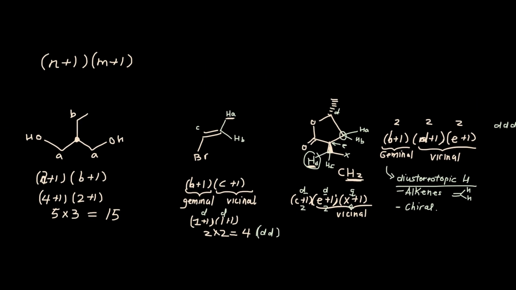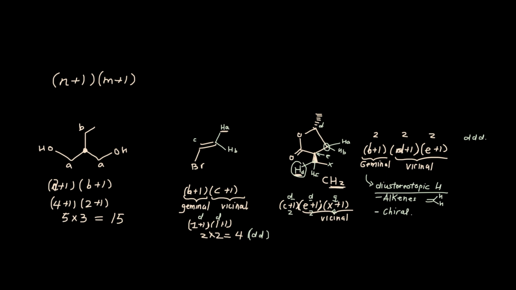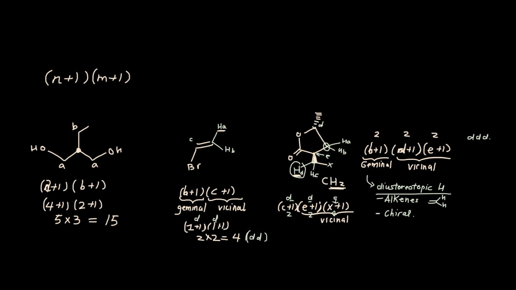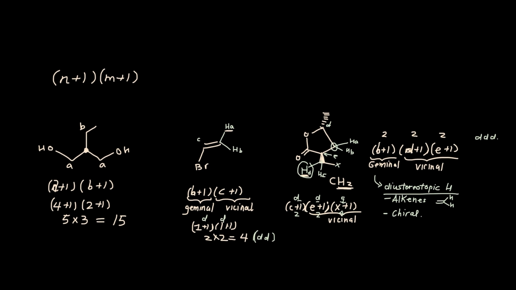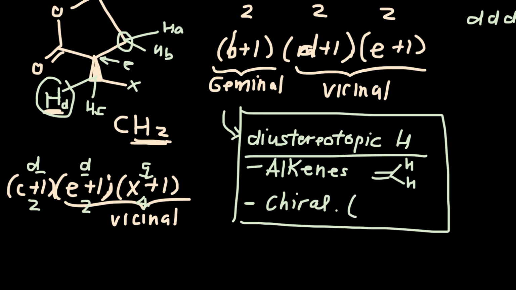I hope this video cleared up any confusion you may have had regarding when to use vicinal, geminal, complex, or just regular splitting patterns. Biggest takeaways here: use geminal coupling when you have diastereotopic protons, such as protons on the same side of an alkene, or if you have a chiral center in the molecule, all of the CH2s will be diastereotopic.